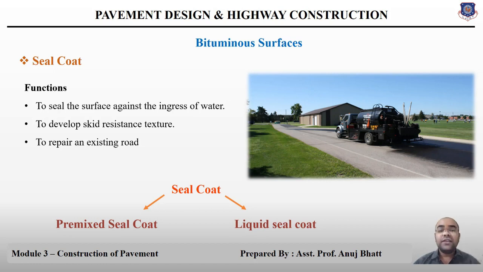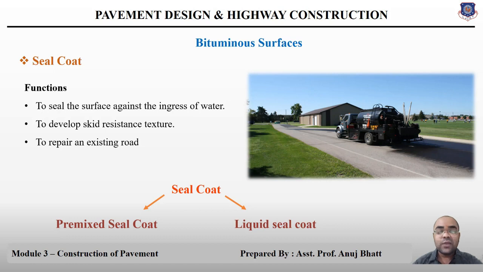The binder required for this purpose is bituminous binder, at 6.8 kilogram per 10 meter square area. This layer is rolled by a light tandem roller to give a smooth finished surface. The road may be opened to traffic 24 hours after providing the seal coat or the surface dressing. So this is all about the premixed seal coat.